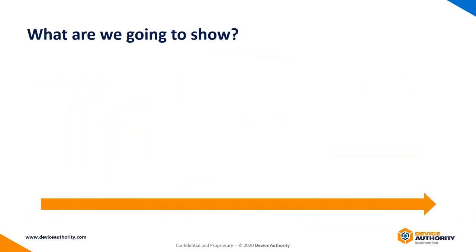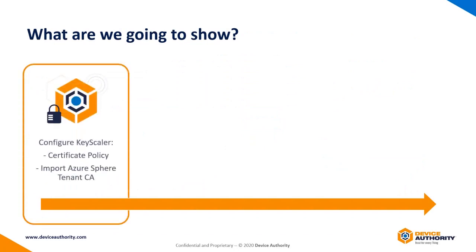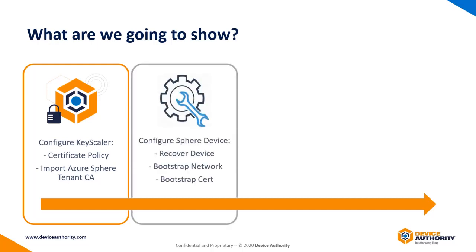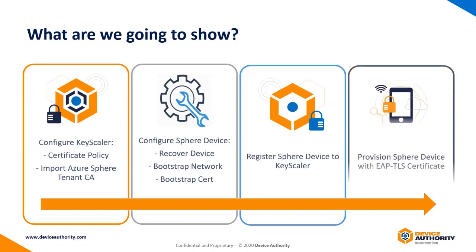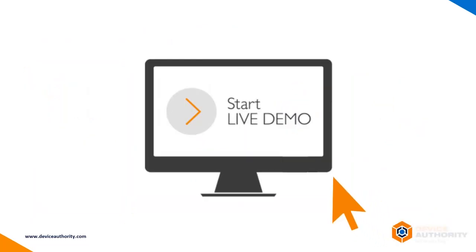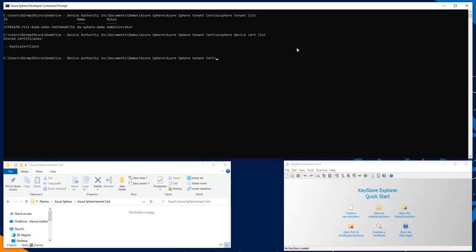Here is an outline of what we'll show you in the live demo. First, we configure KeyScaler with the certificate policies and import the Azure Sphere tenant CA. Next, we set up and configure the Sphere device with a bootstrap certificate. Next, we register the Sphere device using the bootstrap certificate, and finally provision the Sphere device with an EAP TLS certificate. And now for the live demo.